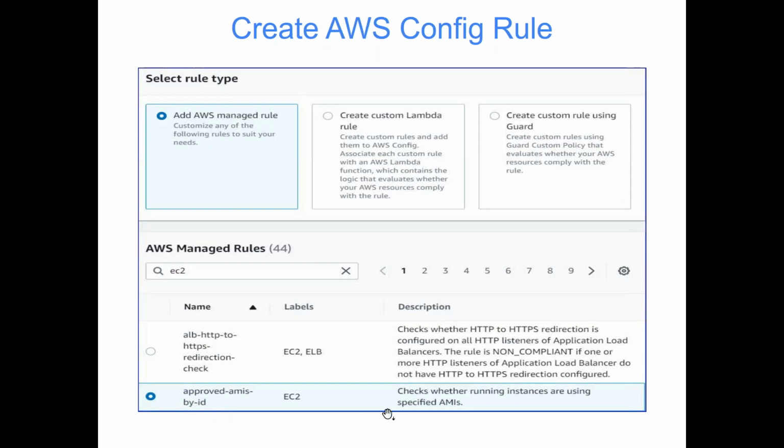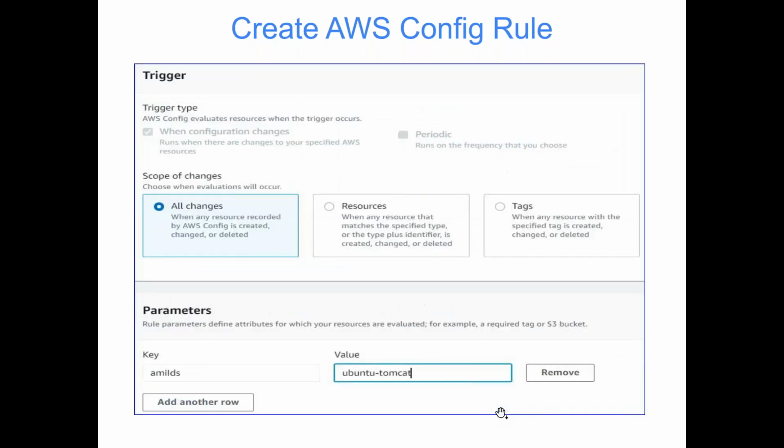You can see the description as well. Checks whether running instances are using specified AMIs or not. So you can select that, and after that you can notice this one. Do you want to capture all changes? When any resource recorded by AWS Config is created, changed, or deleted.